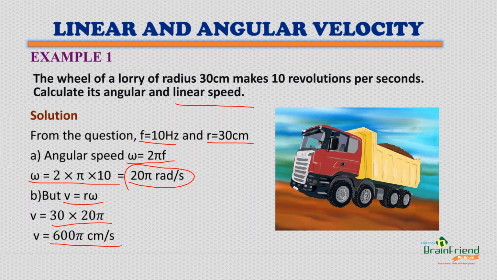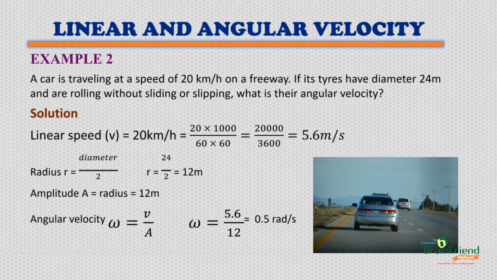Now let's take a look at another example. A car is traveling at a speed of 20 kilometers per hour on a freeway. If its tires have diameter 24 meters and are rolling without sliding or slipping, what is their angular velocity? Solution. From our question, we are given linear speed to be v equal to 20 km per hour. We can't just go ahead solving with 20 km per hour without first reducing it to meters per second, because that's the unit of linear speed.